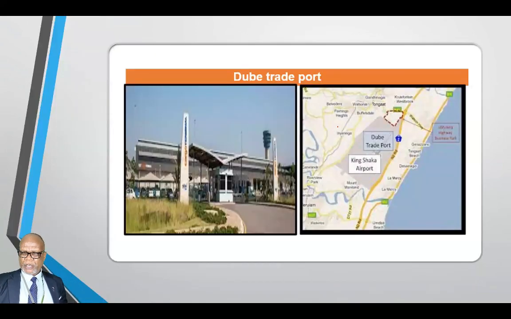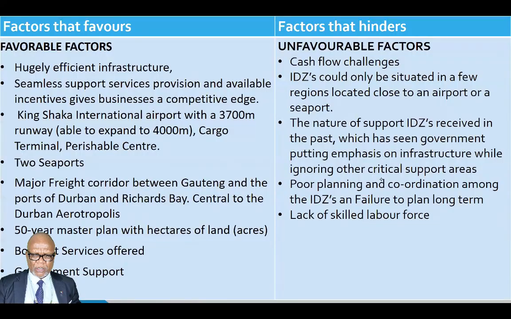Now, the last topic that we're looking at here is the IDZ, Industrial Development Zone. This Industrial Development Zone is called Dube Trade Port, and Dube Trade Port is found in KZN at the coast. Now, let's look at the factors that favor this Dube Trade Port.